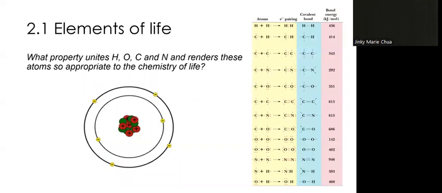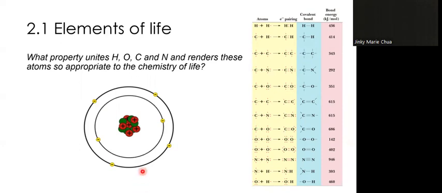So what property renders CHON atoms appropriate to the chemistry of life? Why CHON? Why these elements? The short answer is their ability to form covalent bonds by electron pair sharing. For example, let's go to our favorite, carbon. How many valence electrons does a carbon have? This is a much needed review of your organic chemistry.